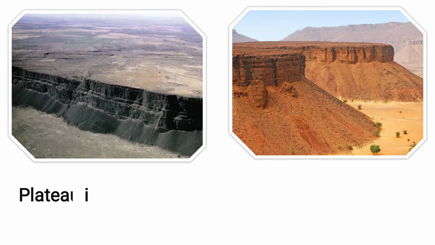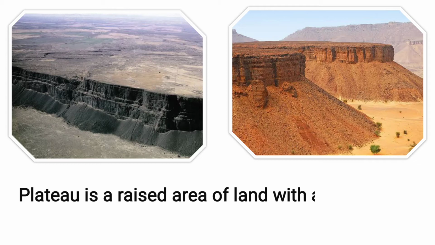Now here we will see what is a plateau. The definition for the plateau is, it is a raised area of land with a flat top. Children, you must have tables in your home. So tables, they are raised platforms, right? Even the stage, they are above the ground level, but how is their top? Flat, so that you can use it, isn't it?